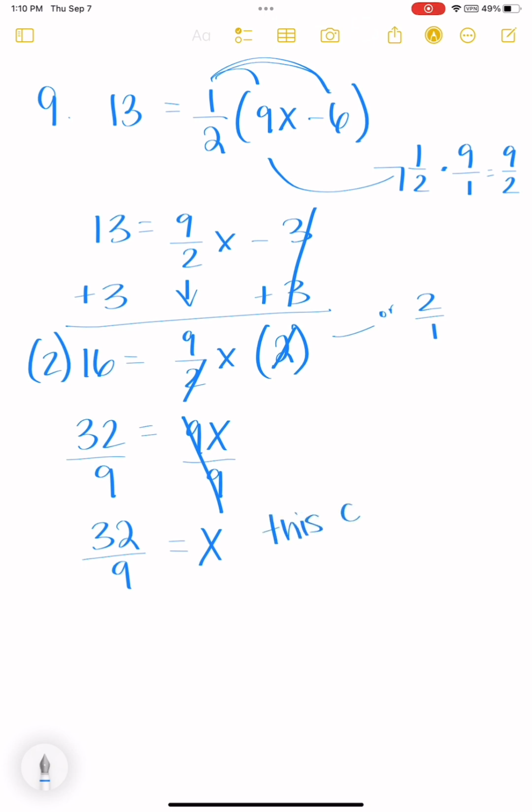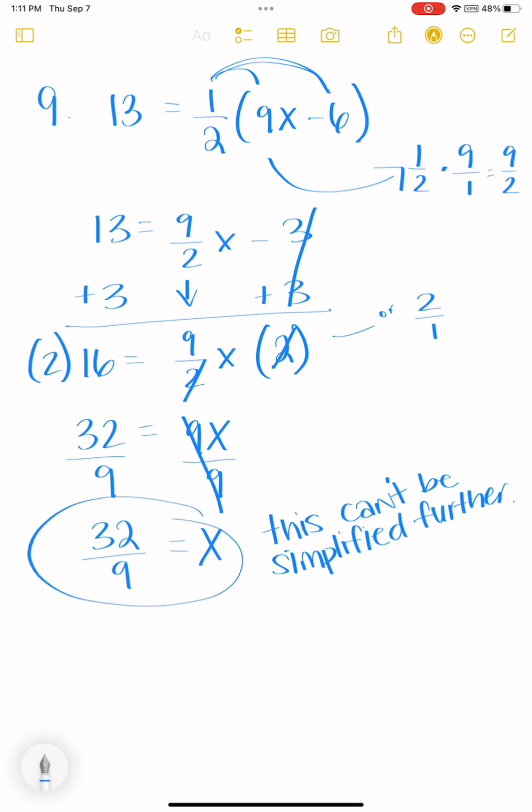Typically, we would want to simplify any fractions, but this one cannot be simplified anymore. So, this is your final answer, 32 over 9. Next.